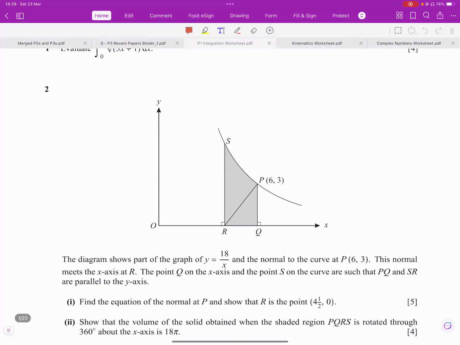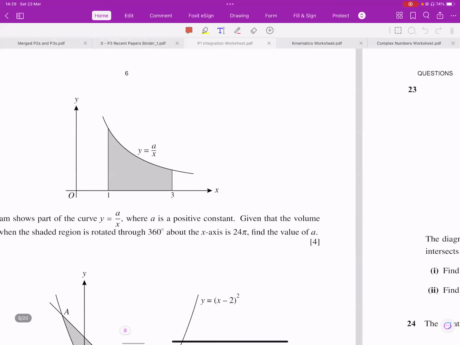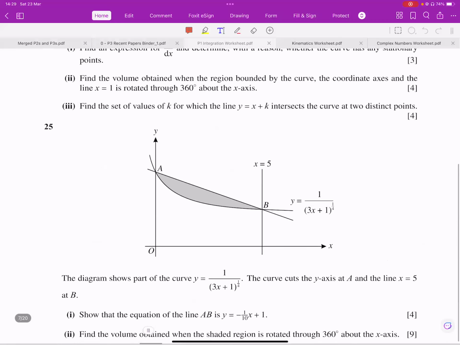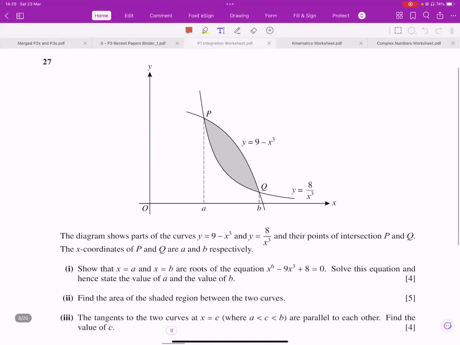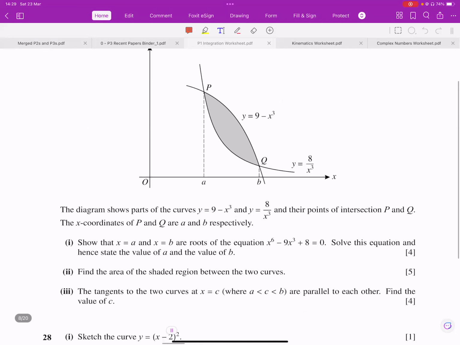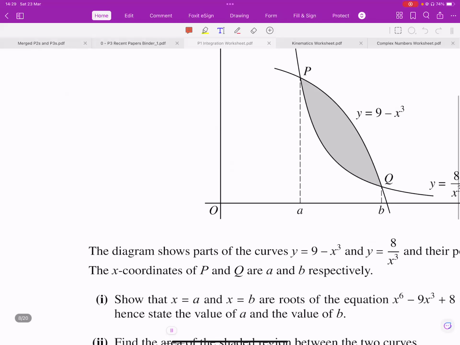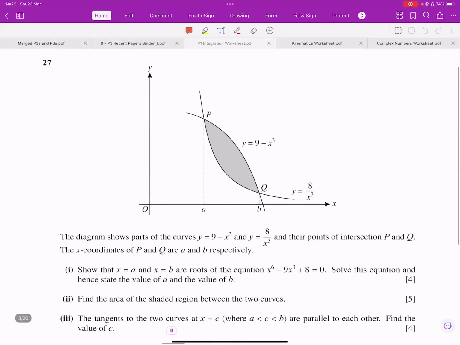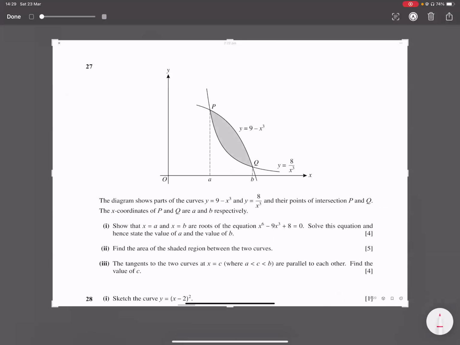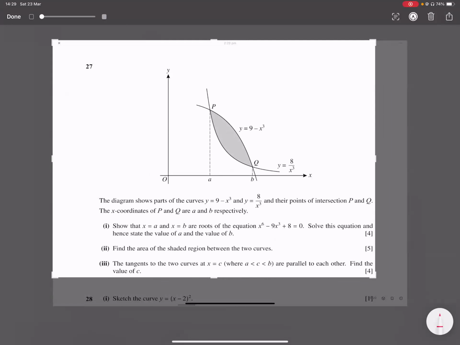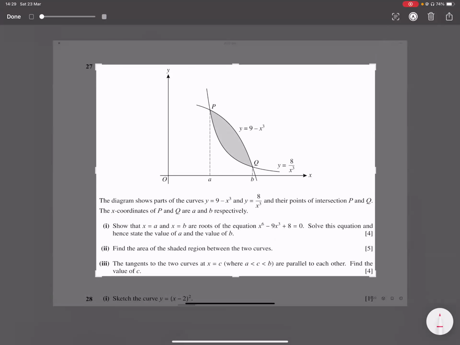This was taken from the worksheet. Let's do this particular part of this question. Or let's actually complete this question, and then we start with the concept of volume of revolution after. Because this is question number 27 from the worksheet. I took that diagram from this particular question. Let's try this quickly.